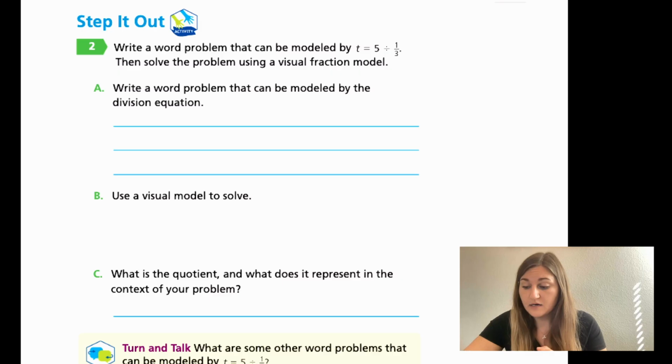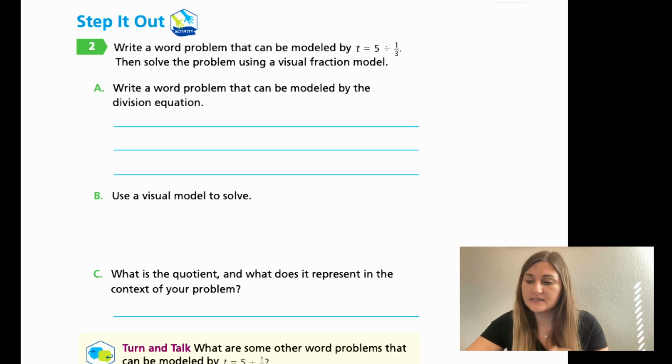All right, so for A, you're writing any word problem you want. B, draw that visual model. And then C, what is the quotient? So tell me the answer. And then what does it represent in the context of your problem? All right, go ahead and do these 3, and then we'll come back and do it together. Go ahead and hit pause here.